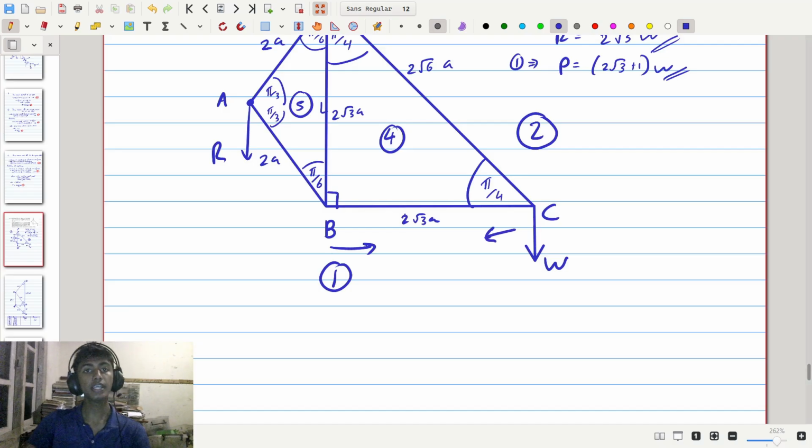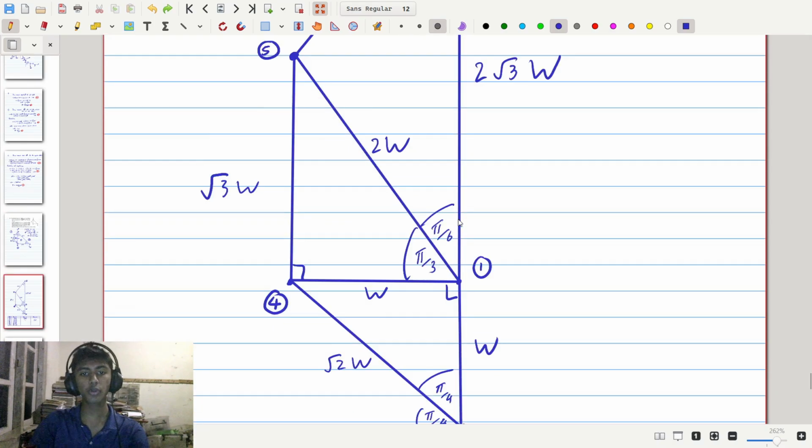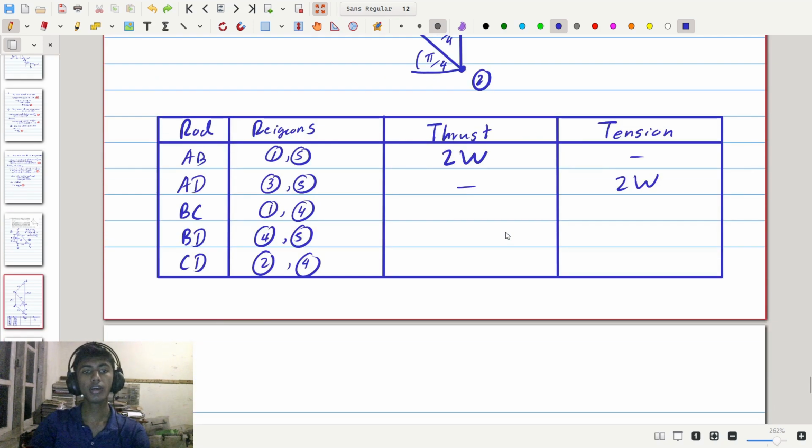So we can see if the force on the left is pushing rightward and the force on the right is pushing leftward, the rod is being crushed, it's being pushed inward, and therefore it's being compressed and it is under a thrust. Now going down for the regions 1 and 4, we can see the thrust corresponding is of magnitude W, and therefore going down, the rod BC is experiencing a thrust of magnitude W and not experiencing a tension.